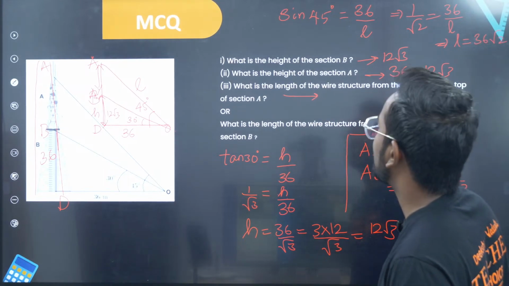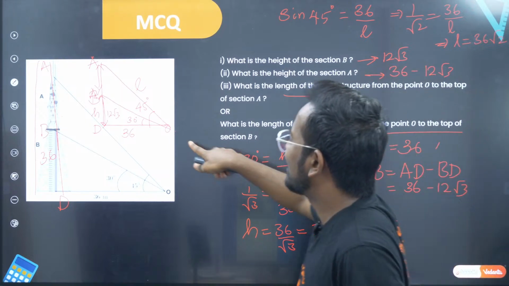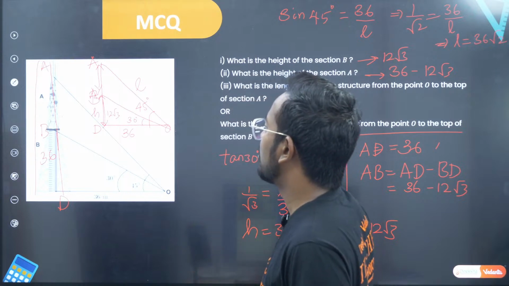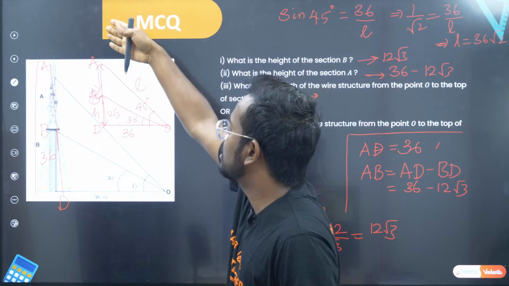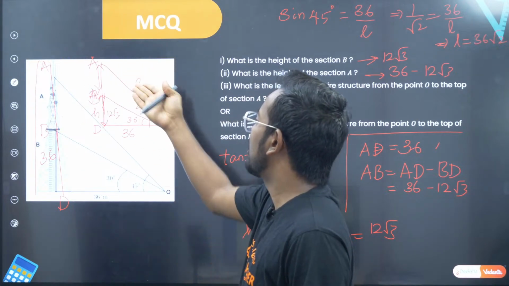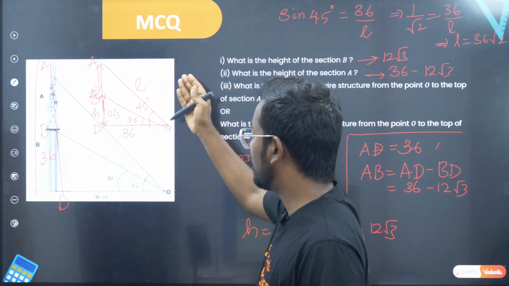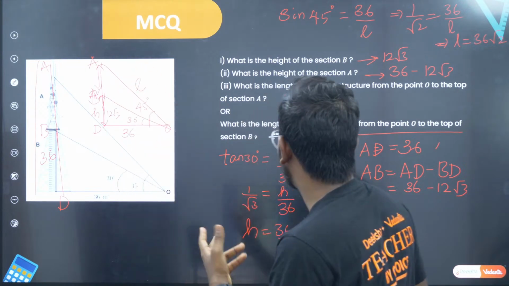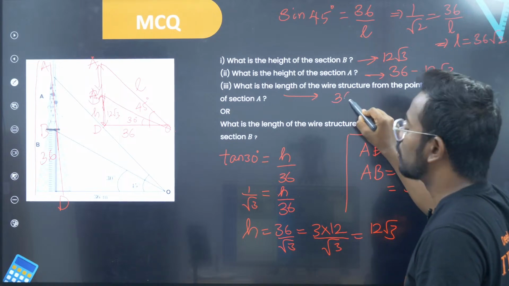What is the length of the wire from the point O to A? That is what they've asked. They've asked what is L, so my job is to get L. I want the hypotenuse of this triangle. The opposite part is 36, and I have an angle of 45 degrees. So I've taken 1 by root 2 is equal to this by this. From here you will end up with 36 root 2.